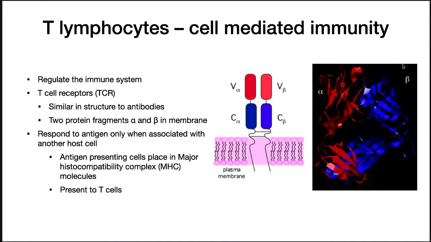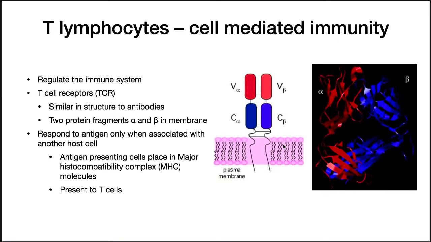The way they recognize antigens is using T cell receptors, or TCR. These are similar in structure to antibodies, where you have two protein chains that combine. They have a variable region and a constant region, as shown here. Here's a cartoon of what it looks like, and here's a space-filling model of alpha and beta.